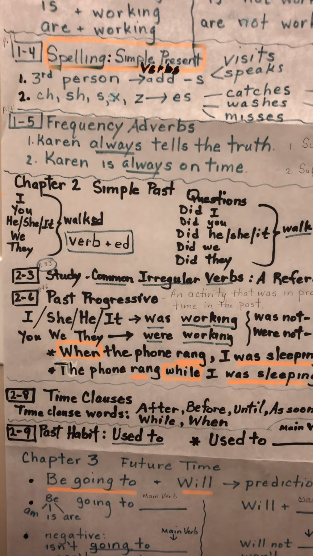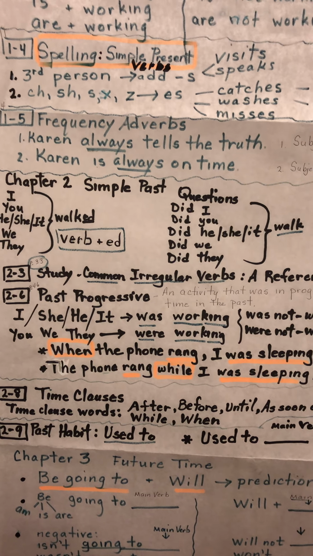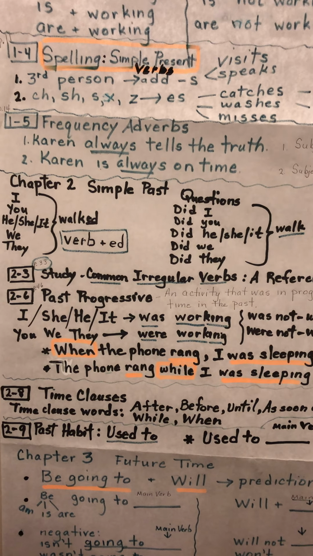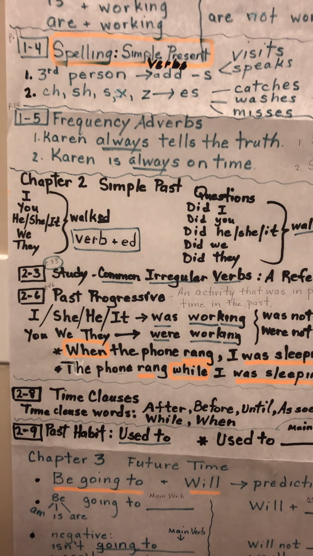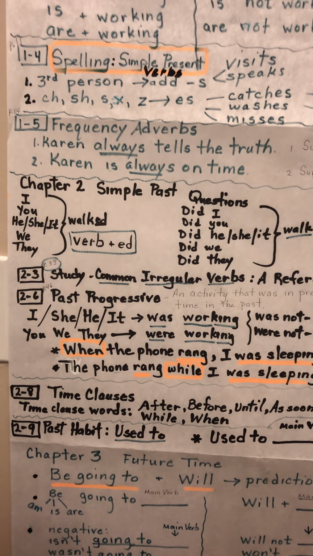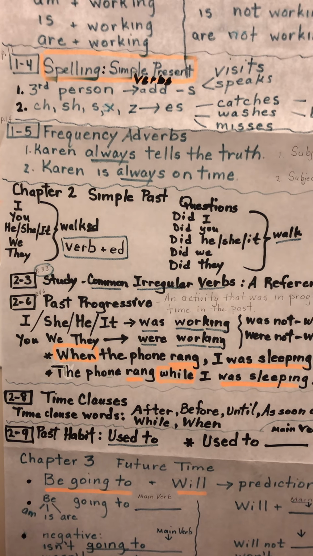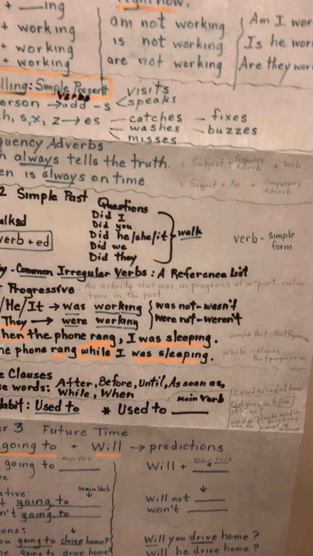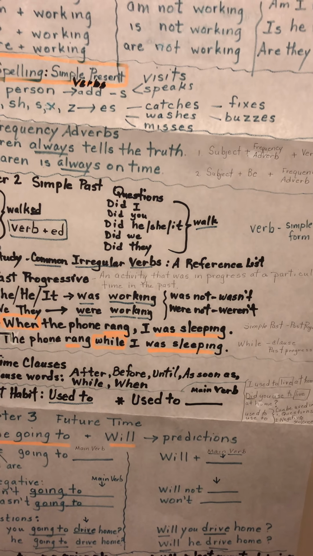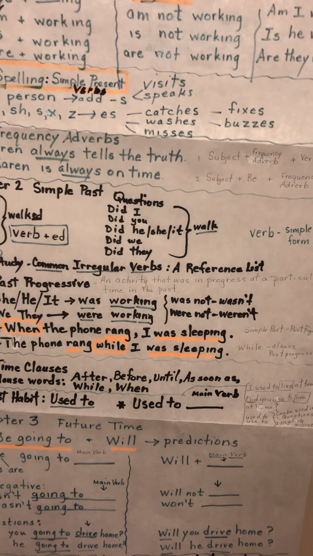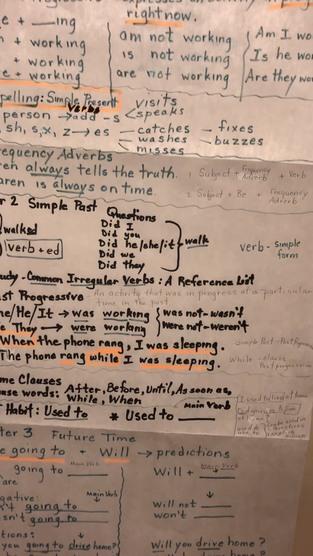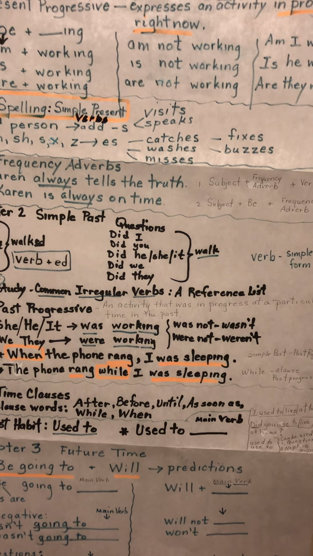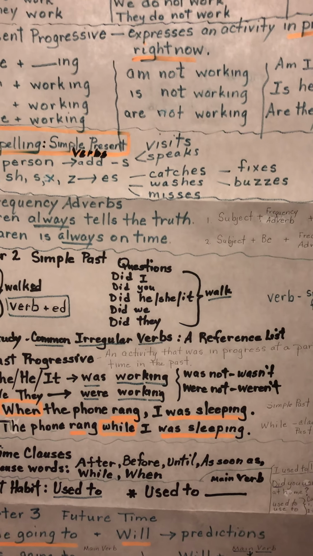And here we have I was working, she was working, he was working, it was working. And then we have you were working, we were working, they were working. If we want to make it negative, we use was not or were not. The contraction for was not, wasn't. The contraction for were not, weren't.